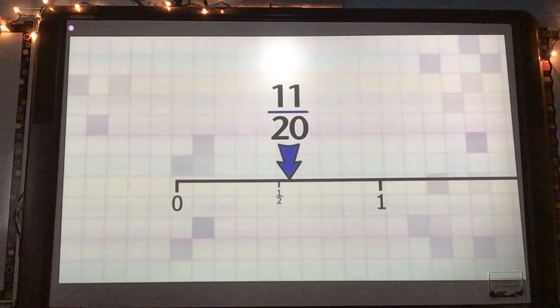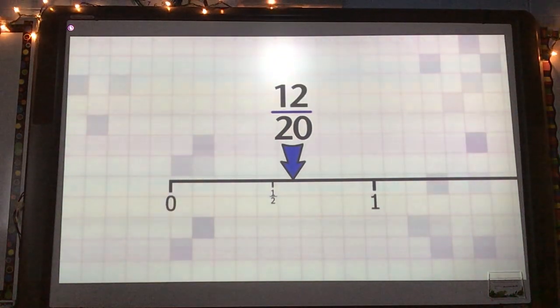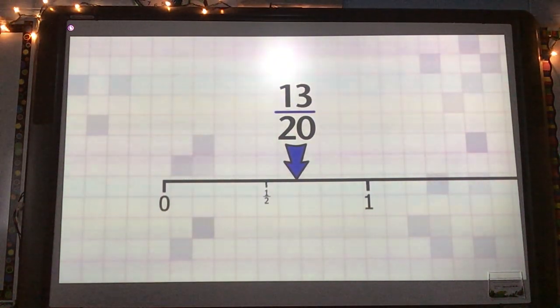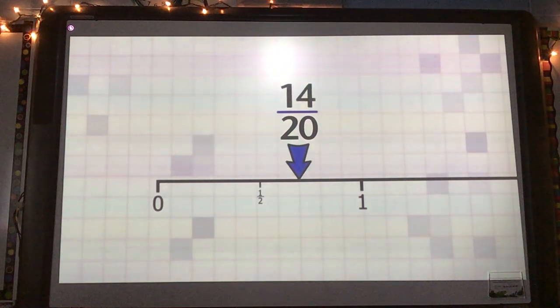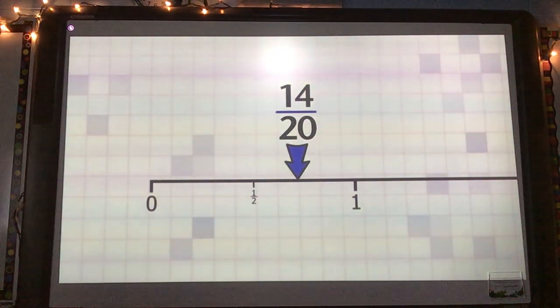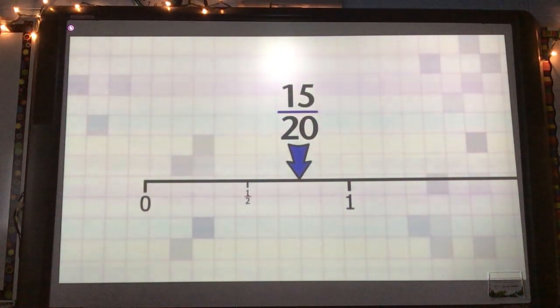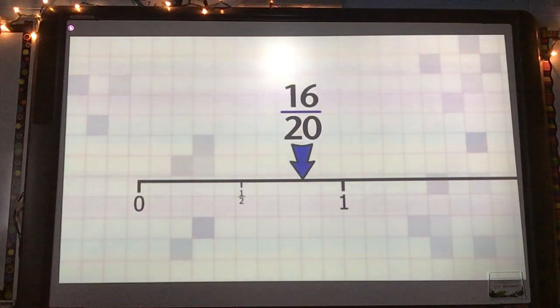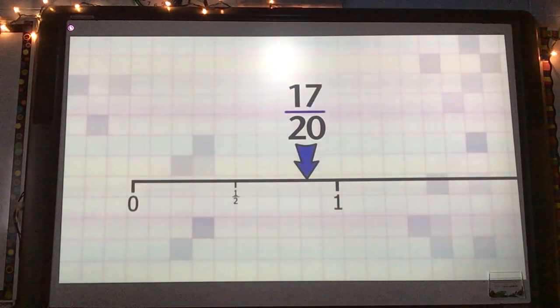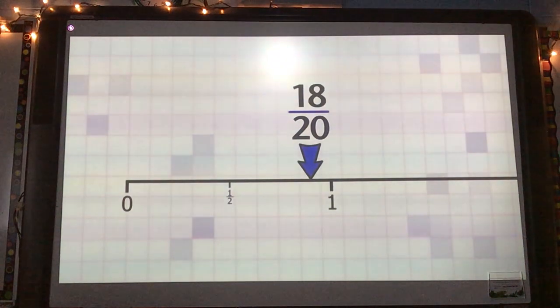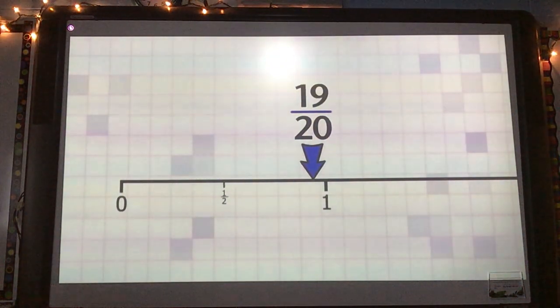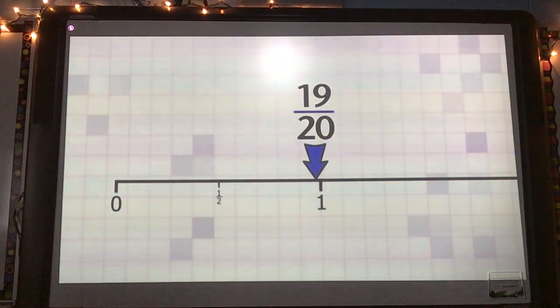All right, so we've passed 1/2 now, and we're making our way to the number 1. Notice that our top number keeps increasing, and it's getting closer and closer to 20. In fact, when it reaches 20, we'll have arrived at 1, because 20 over 20 is a whole fraction. Knowing this can also help you estimate a fraction's value. Whenever you see a fraction with a top and bottom number that are almost the same, like 19 over 20, you know that the value is close to 1.